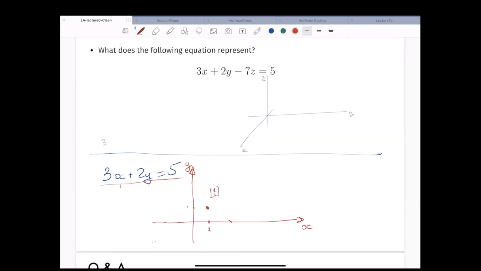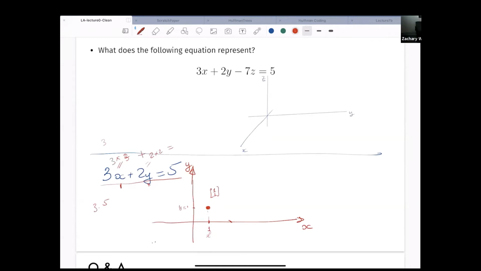The point is, when x is 1 and y is 1, this point right here, it makes this equation true. Are there any other pairs of x's and y's that make this equation true? And how many such points are there? Maybe x equal 3, y equal 2? Sorry, one more time. X equal 3, y equal 2. Well, 3 times 3 plus 2 times 2, how much is that?